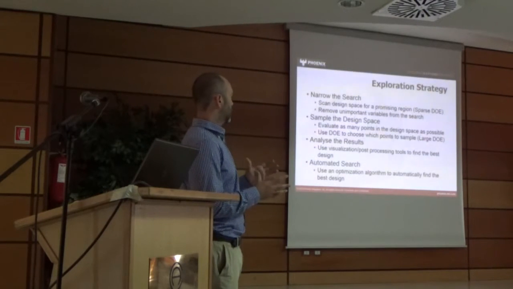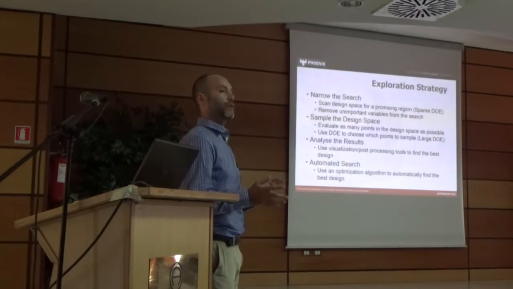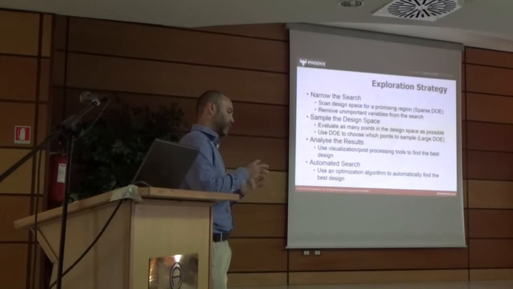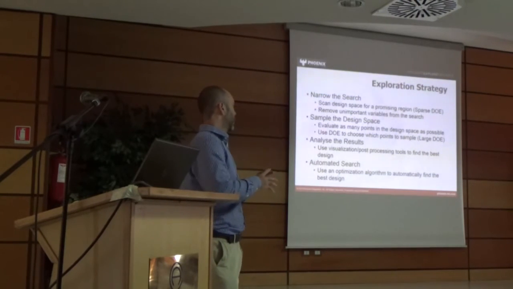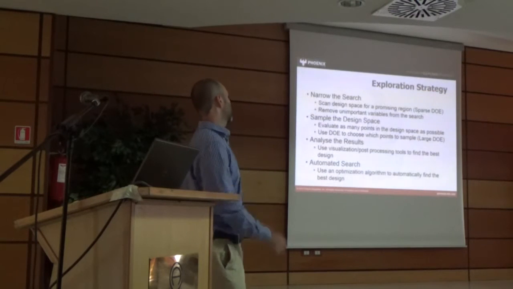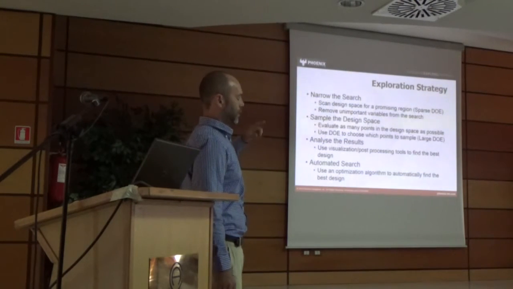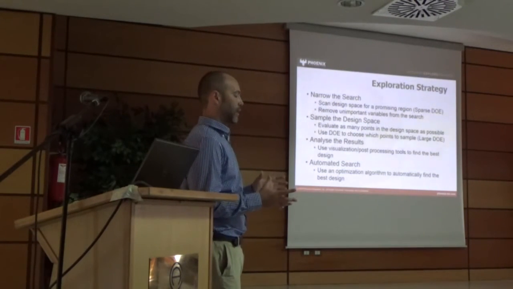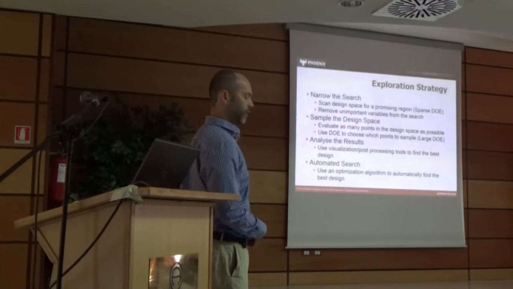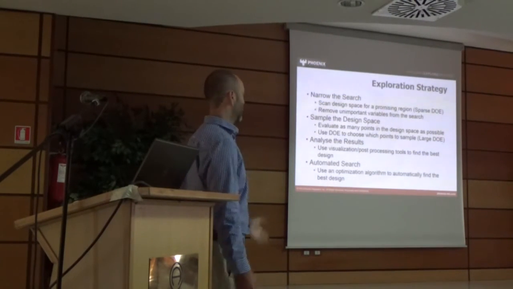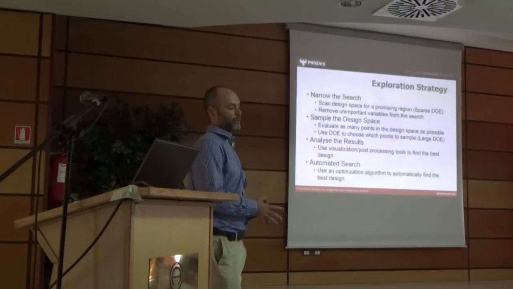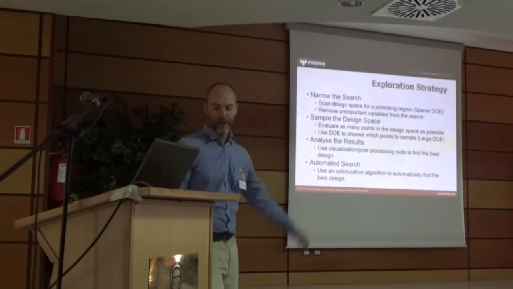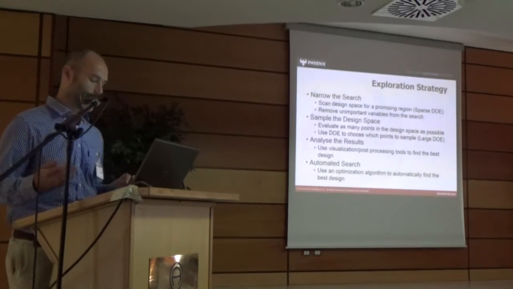Once you've narrowed down your search, you want to do a good sampling of this, and you'll use design of experiment technology to do that. So then you'll use Model Center to accurately sample the interesting part of the space. And this might be a couple of loops. Then once you have some interesting data, you will use visualization tools that we looked at before to analyze your results, and then use optimization, which again we saw, to automate the search. That's just a very high-level summary of the exploration strategy.